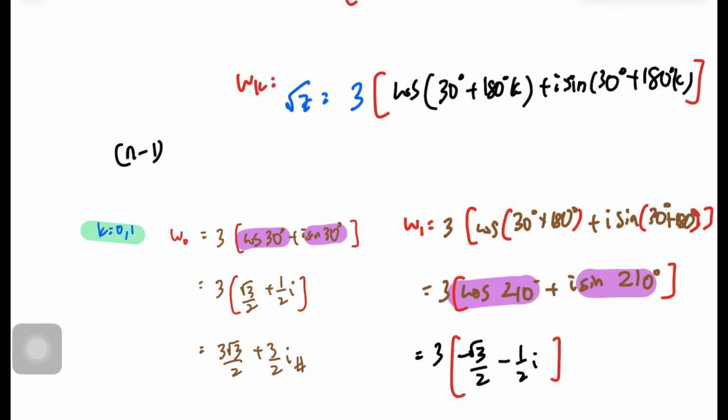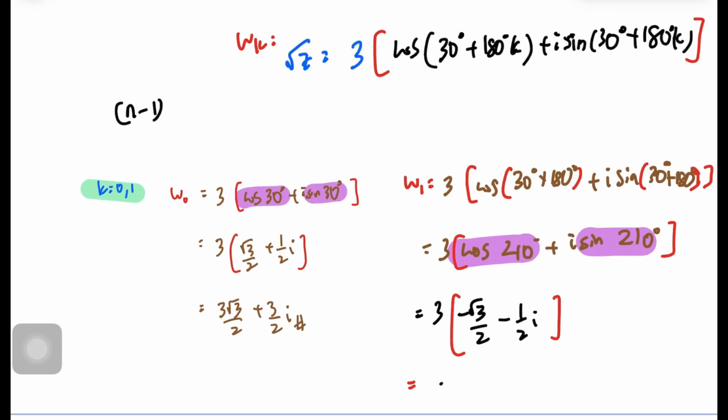Therefore, to find out the final answer, let's expand everything. So your answer will be minus 3 root 3 over 2 minus 3 over 2i. Therefore, that is your final answer. So that's all for De Moivre's theorem.